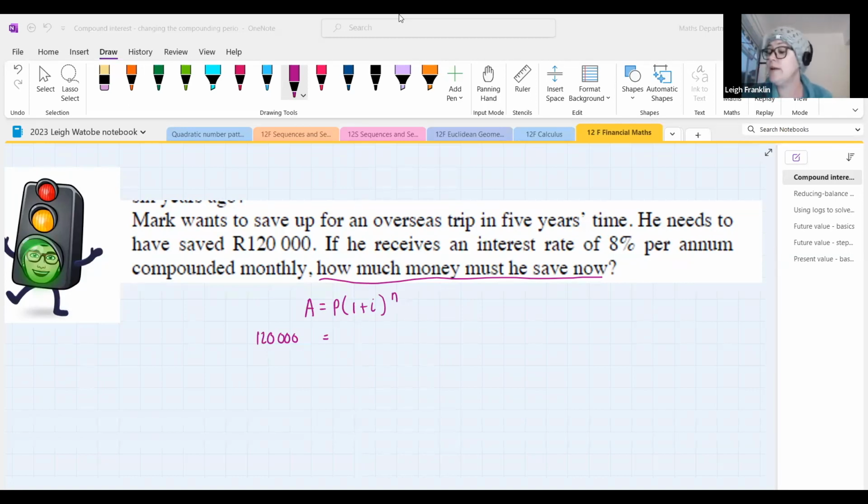Okay, Leanne's already given us an answer. Leanne, let's see if what we get is the same as you. So our interest rate is 8%. So be careful here, that is 0.08. It's compounded monthly, so it must be divided by 12. And here we would have to say 12 times 5.